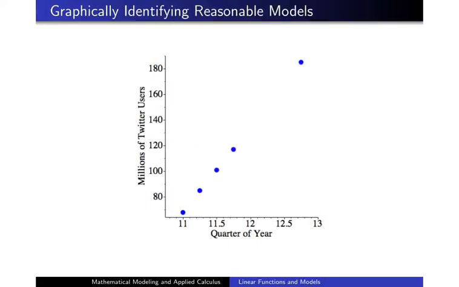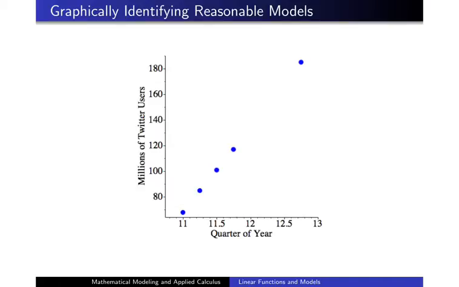So let's begin our discussion of linear models and using linear functions in order to represent or to model some data. What we're looking at here is a graph of the number of Twitter users, measured in millions, as a function of time. The units on the x-axis say quarter of a year, so 11 would represent 2011, 11.5 would be like the second quarter or halfway through 2011, and so forth. And then on the vertical axis, we have the millions of Twitter users.